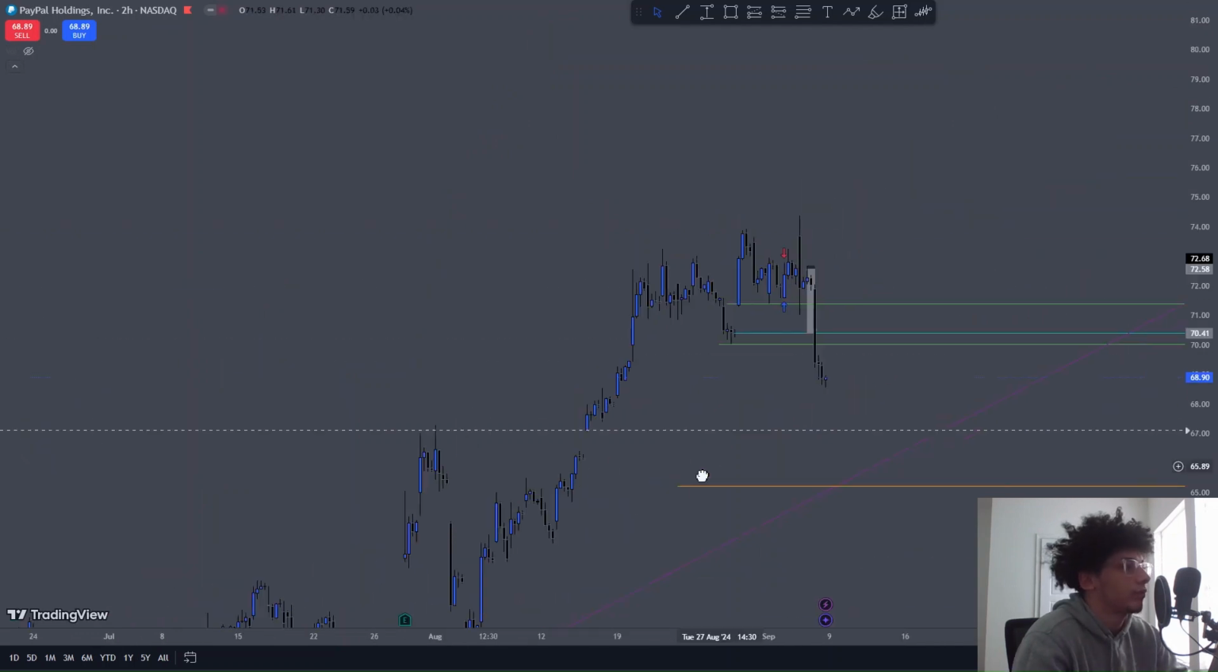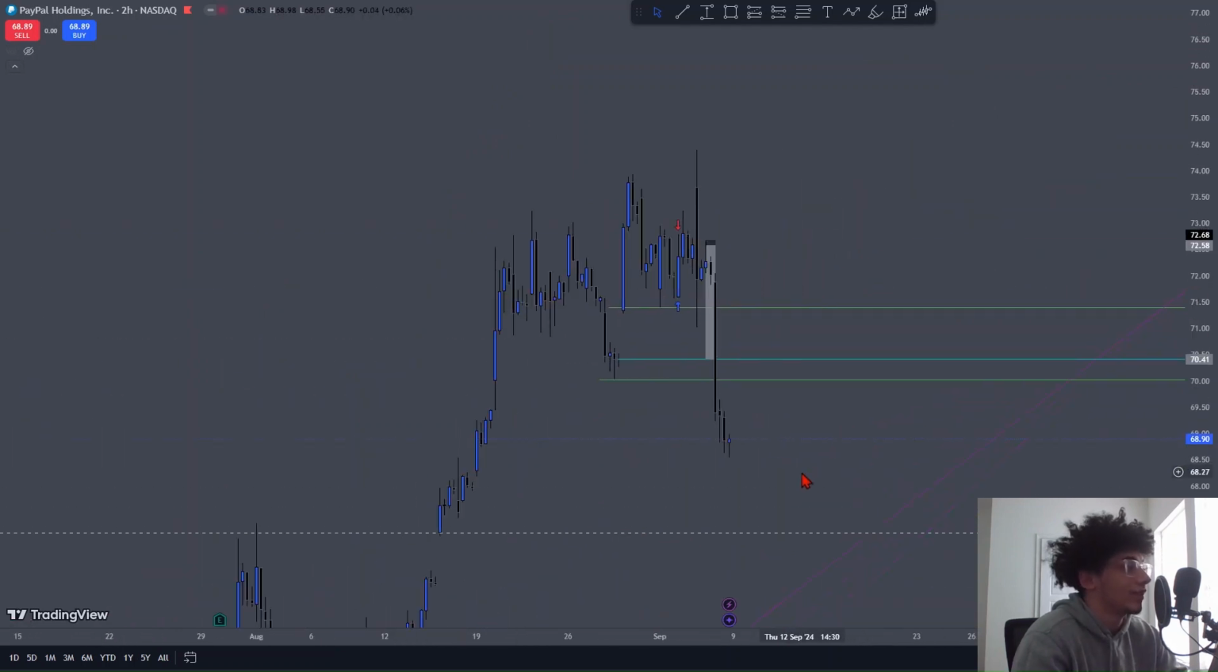Let's go straight to PayPal, so we'll get this out the way. This is what happened Friday. Tuesday, when I was overall analyzing the market on the hourly time frame. This is the 2-hour time frame that I mainly analyzed this on.